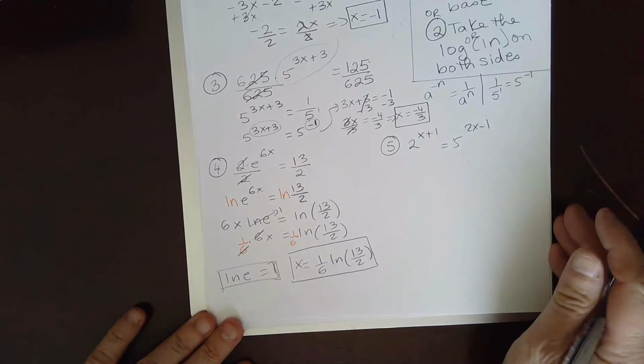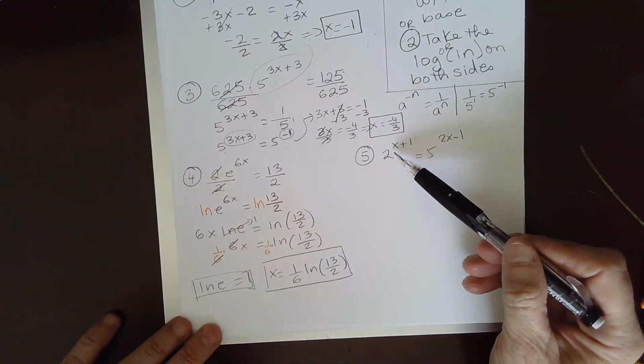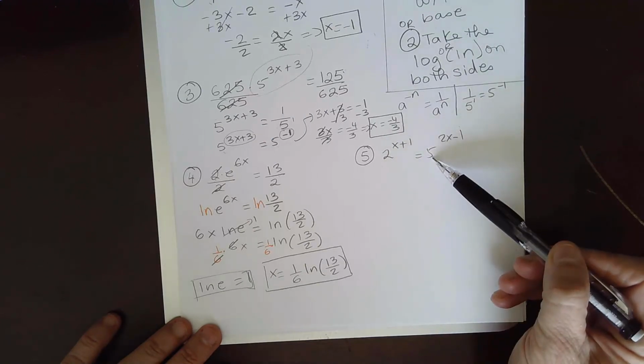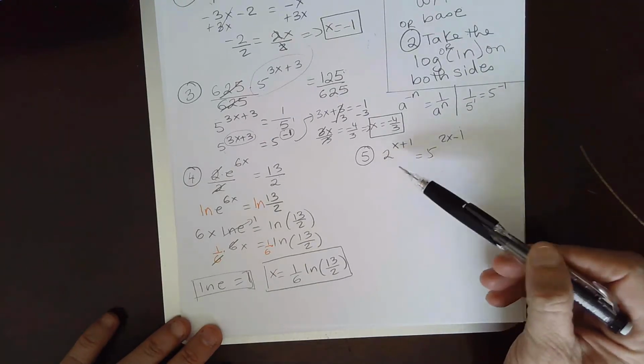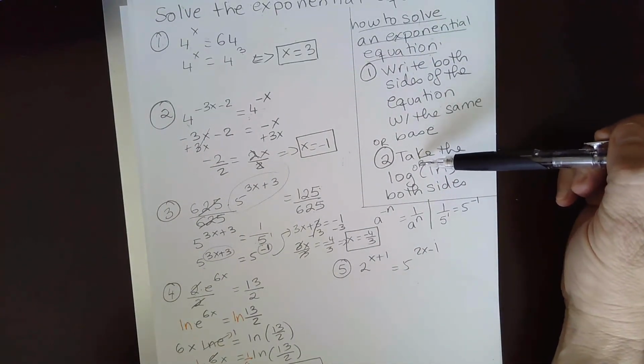Now let's do number 5. In number 5 here, you have a base 2 and base 5. You cannot write them with the same base. So this does not apply here. You have to use the second method here.